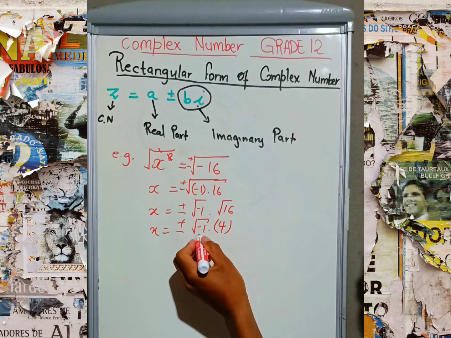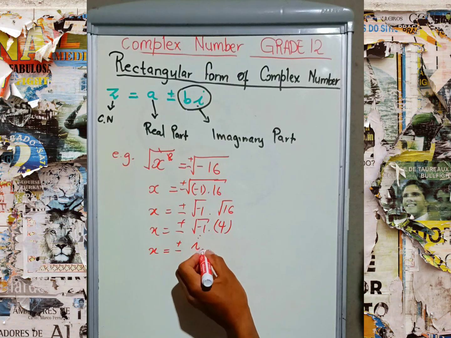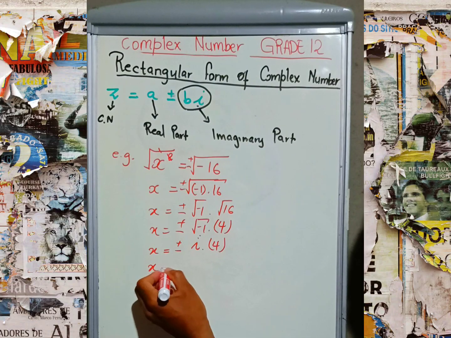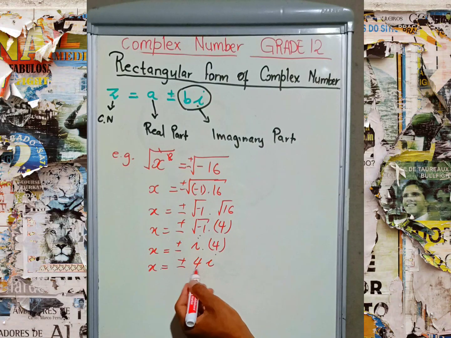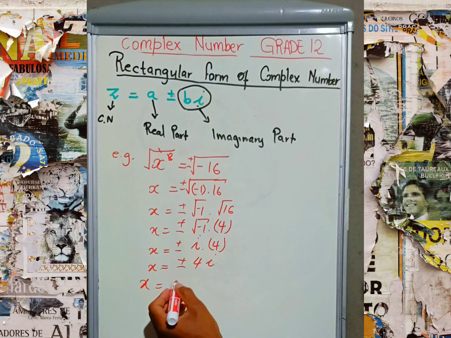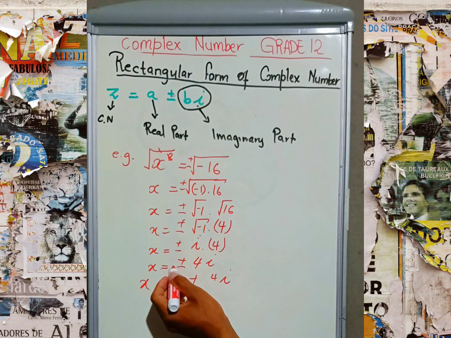Remember, the square root of negative 1 is always equal to i. So i times 4 gives us plus or minus 4i. Then we normally say x must be 0 plus or minus 4i. Why 0? Because the real part can be any number, and the real numbers start from 0 upwards.